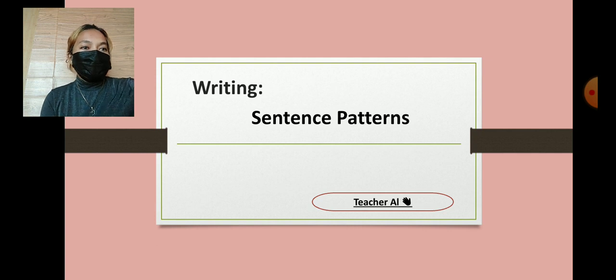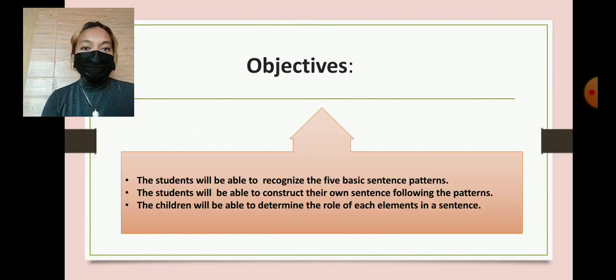So, at the end of the discussion, I have here my objectives. The students will be able to recognize the 5 basic sentence patterns. The students will be able to construct their own sentences following the patterns. The children will be able to determine the role of each element in a sentence.